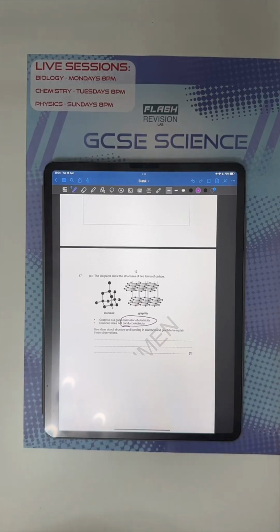Can you write bullet points, or do you have to write full sentences? I would say you can write bullet points, but just make sure each bullet point is a full sentence, or it's not just single words. It flows. You are allowed to write bullet points in your answers.